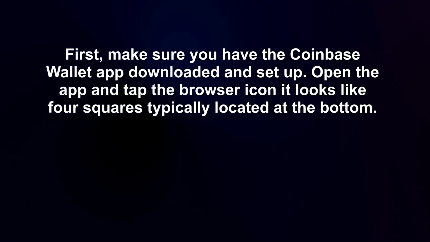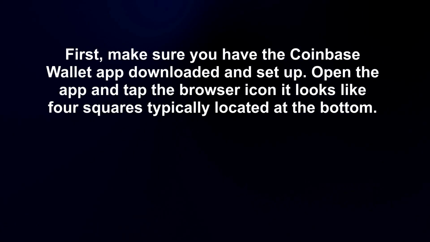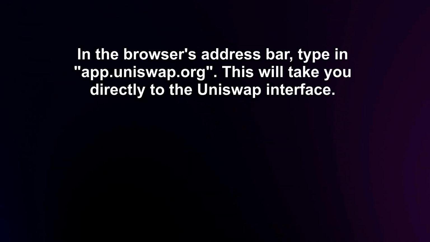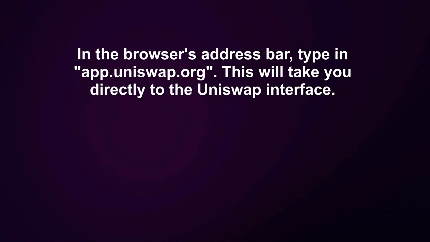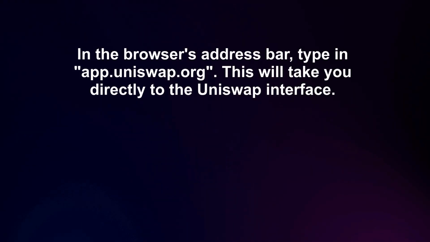Open the app and tap the browser icon. It looks like four squares, typically located at the bottom. In the browser's address bar, type in app.uniswap.org. This will take you directly to the Uniswap interface.